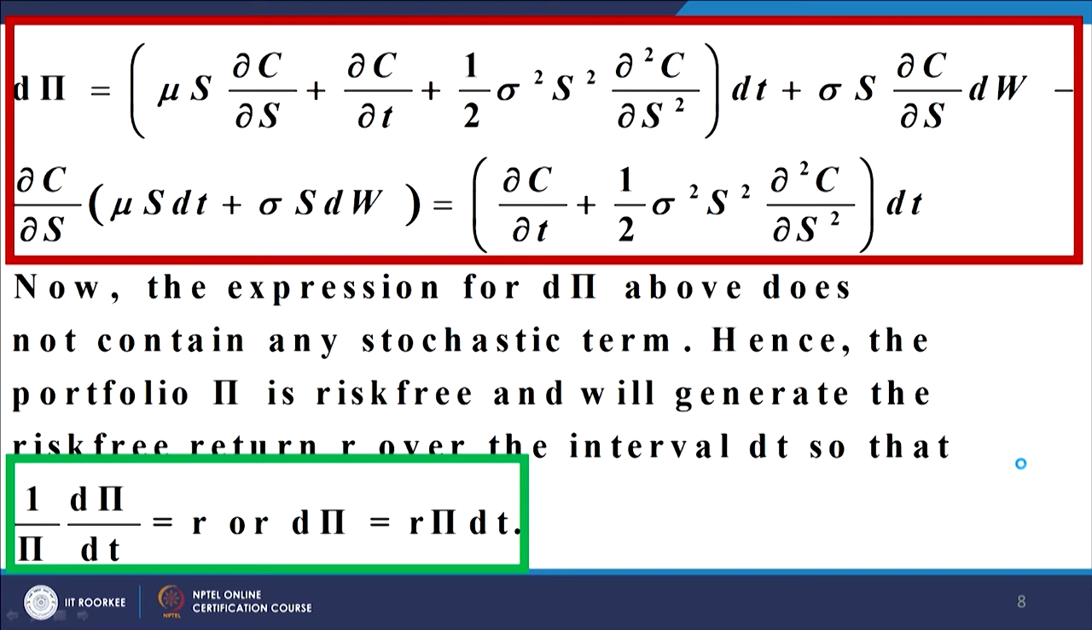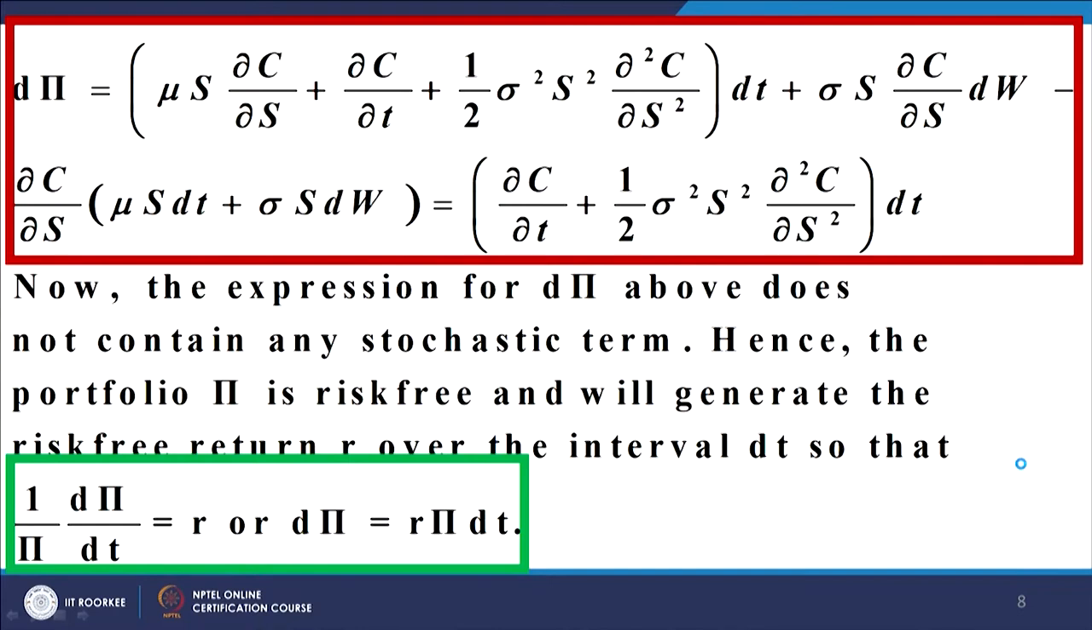The terms in dW are cancelled out between the dC term and the term involving dS. That is precisely what I mentioned in the beginning, that the randomness in the derivative and the randomness in the underlying asset will annul each other. We construct the portfolio with such composition that the randomness in the derivative and the randomness in the underlying asset annul each other.